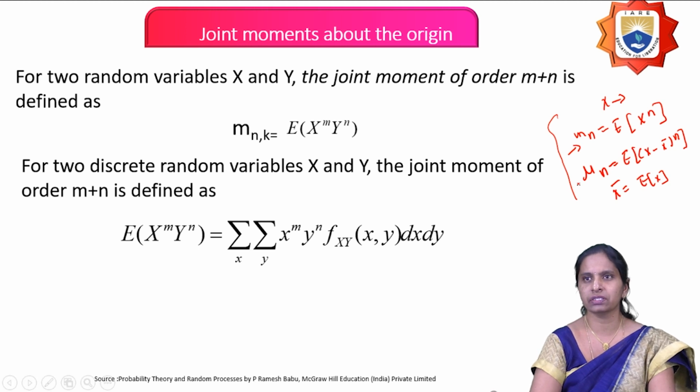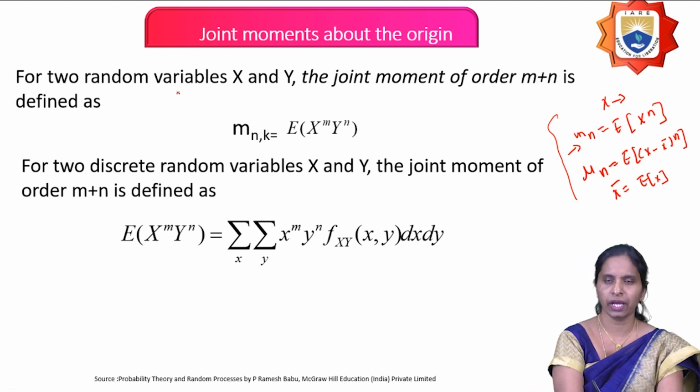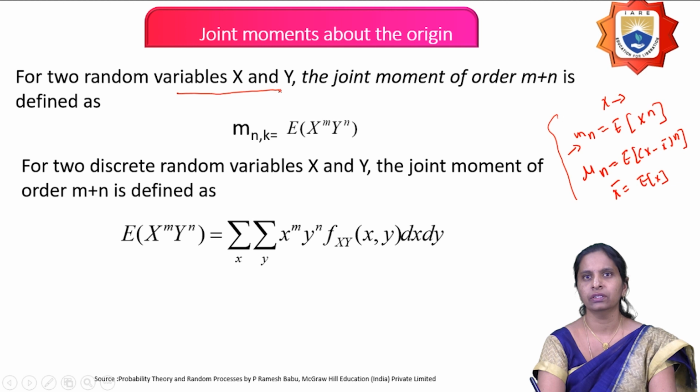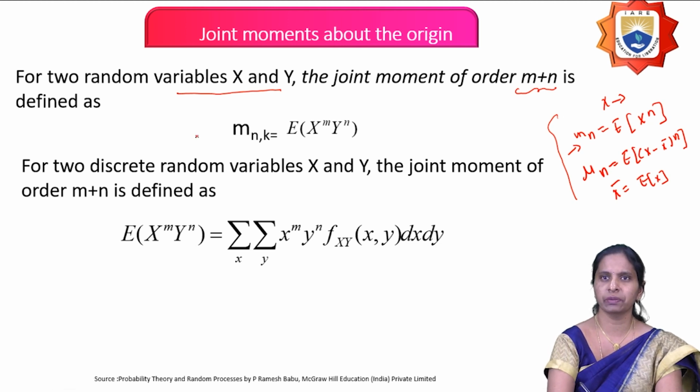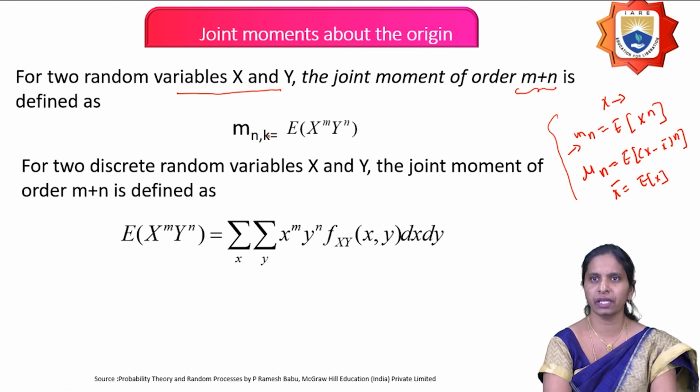Now the same concept we are applying for two random variables X and Y. If X and Y are two random variables, then the joint moment about the origin of the order m plus n. If it is a single random variable, the order is n. For two random variables, the order is m plus n, which is given by m suffix n comma k, equal to expectation of X power m into Y power n.